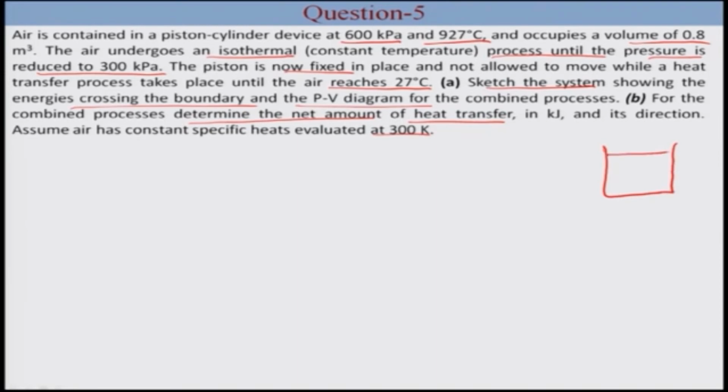air is contained in a piston cylinder device at 600 kilopascal. Temperature is 927 degrees centigrade and volume is 0.8 meter cube. It is said that air undergoes an isothermal process until the pressure is reduced to 300 kilopascal. That means air will do some work on the piston and it will lose its pressure to 300 kilopascal. So that means it will lose its energy to the surrounding as well.